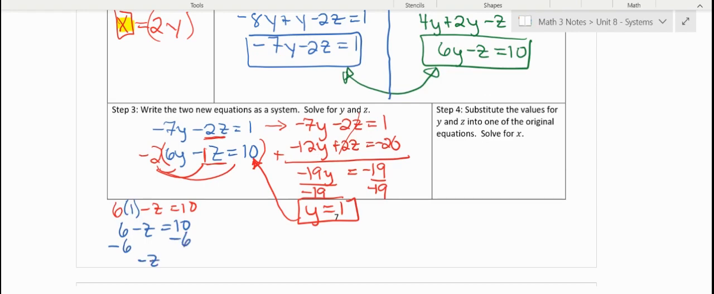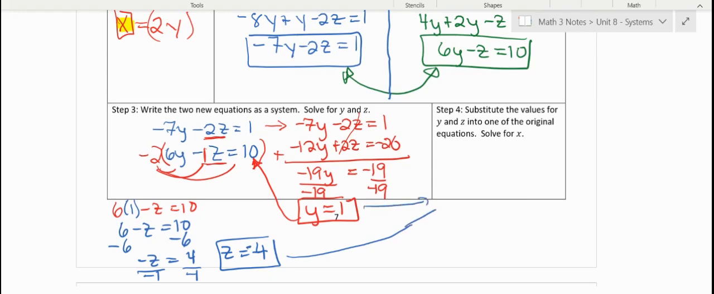Subtract. Divide. I get z to be negative 1. Or actually, I'm sorry, negative 4. And then from here now I'm going to take these two and try to solve for x.